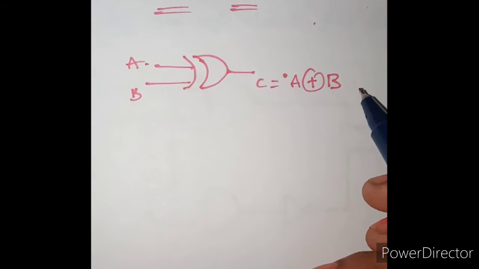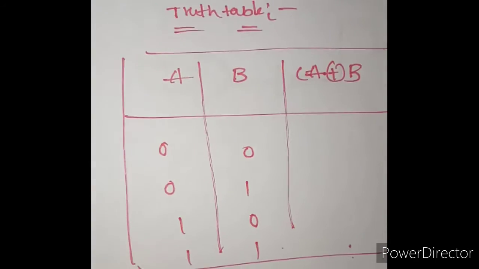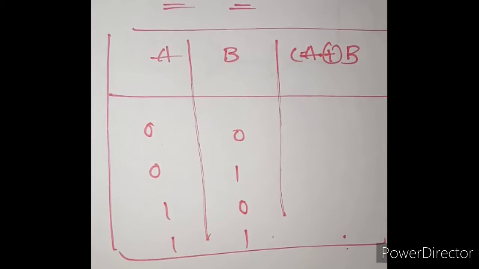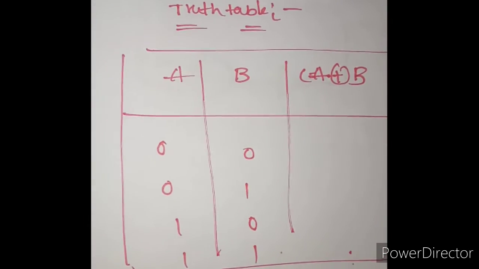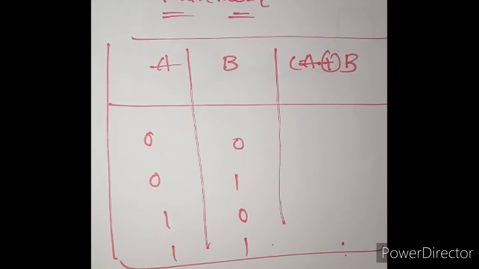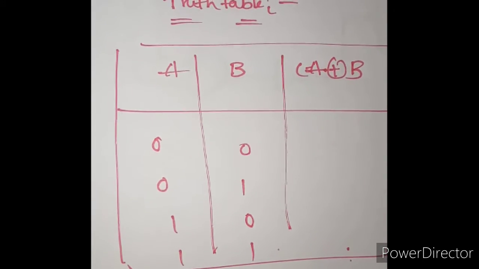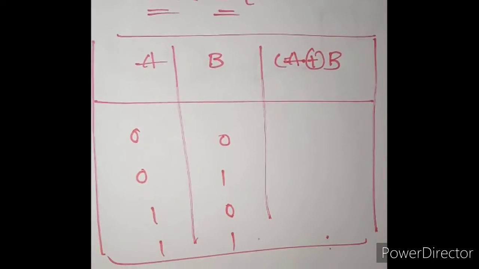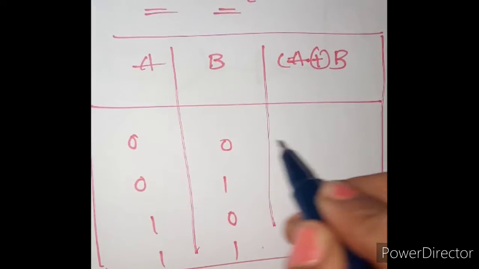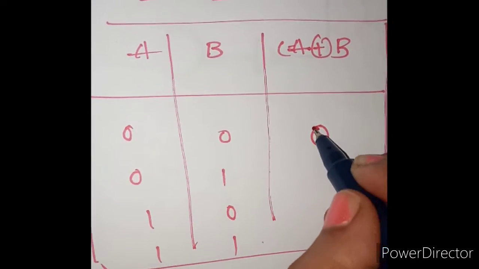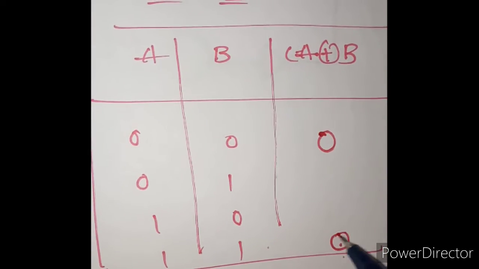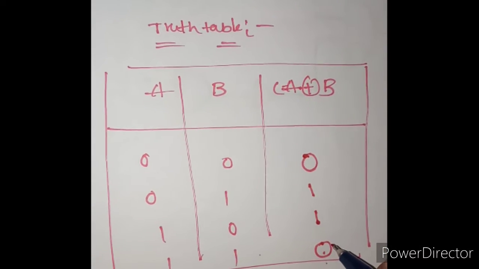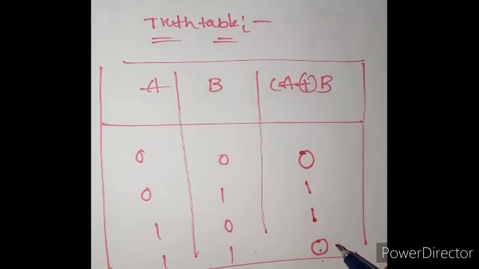Coming to the truth table explanation of the XOR gate. In the XOR gate, the output is high if and only if one of the inputs, that means A or B of the XOR gate, is high. Otherwise the output will be 0, that means low. So here 0, 0, 1, 1. Note here the output of the XOR gate is high when the inputs are different.